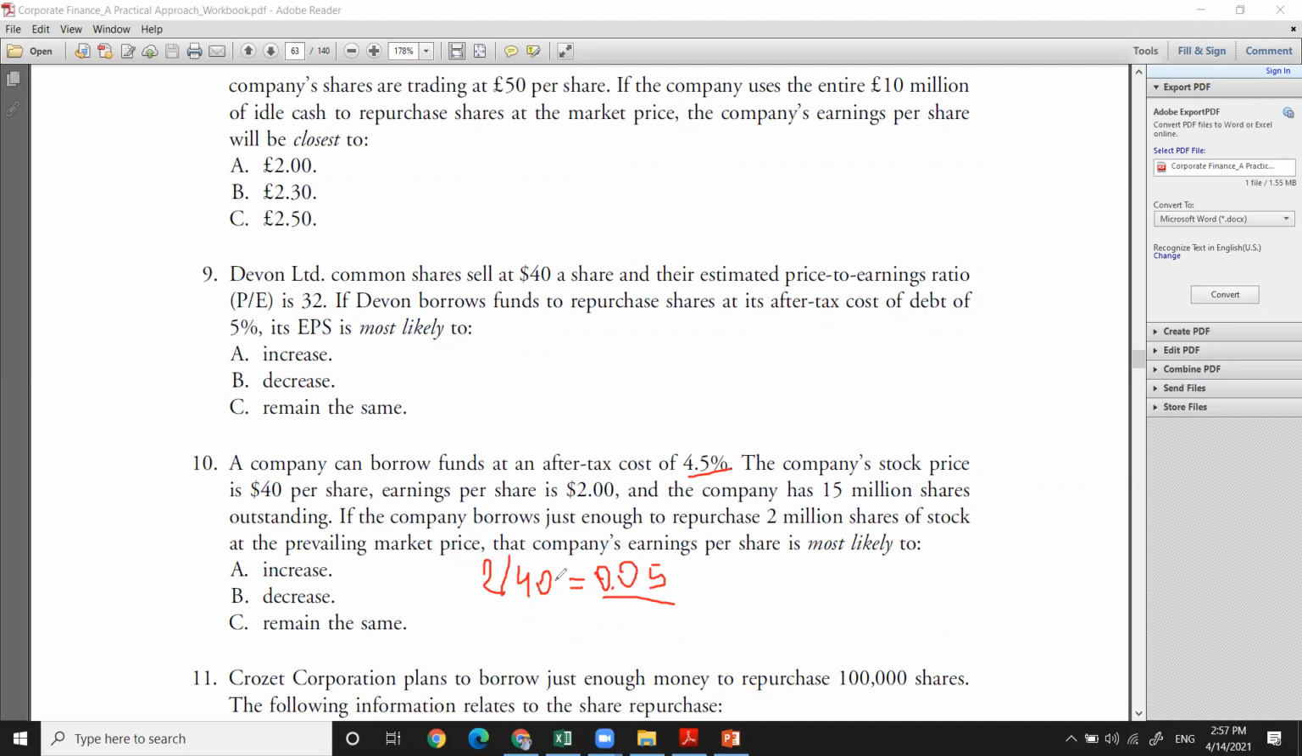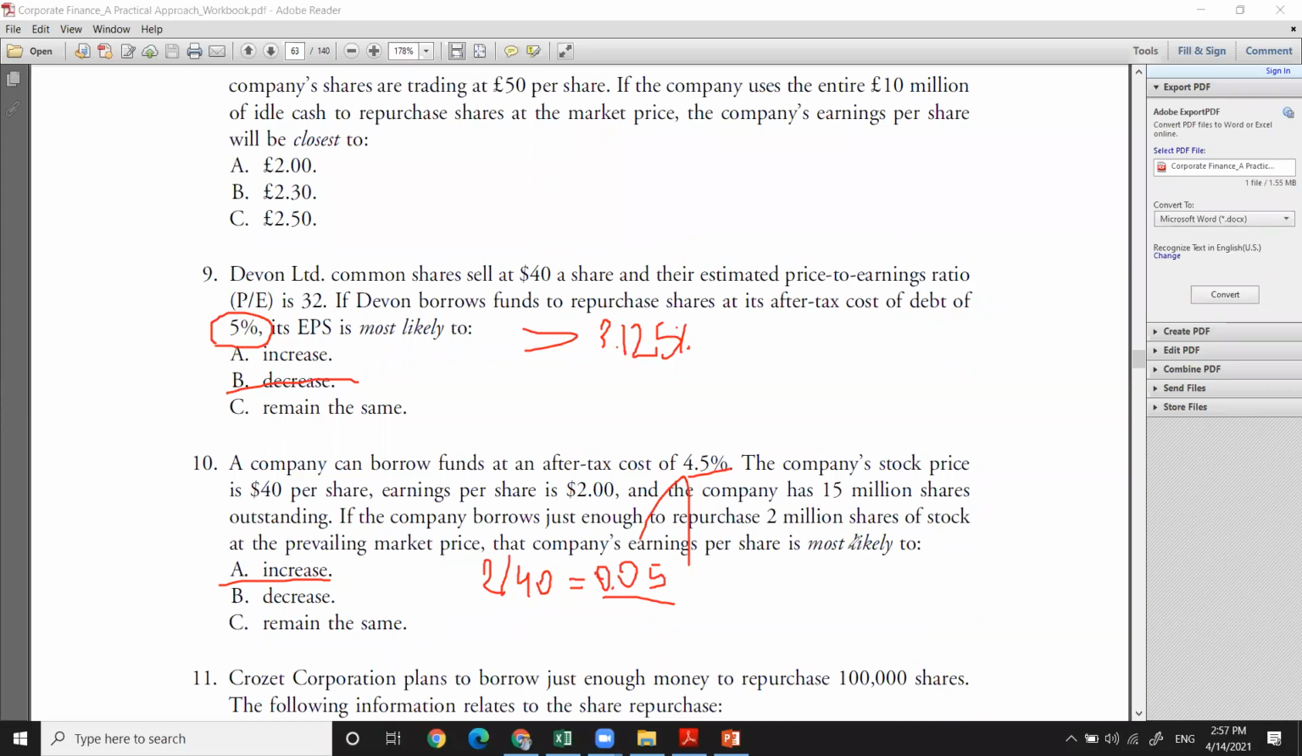Look, earnings yield is more than cost of debt. Increase. Your EPS increases. In the previous example, your earnings yield was 3.125%, which is less than the cost of debt. So there we said it's decrease. And in here, we got the vice versa.